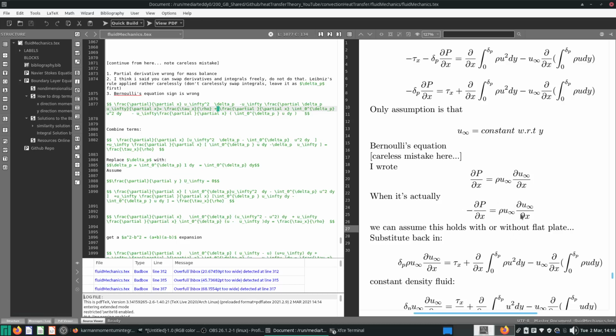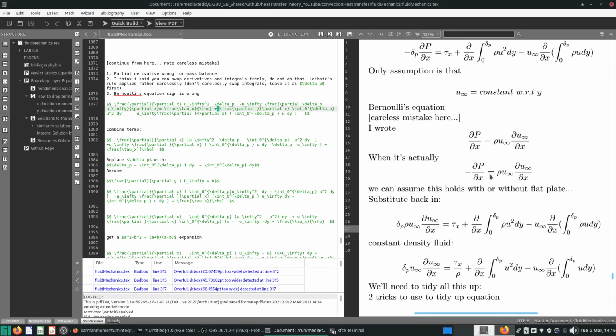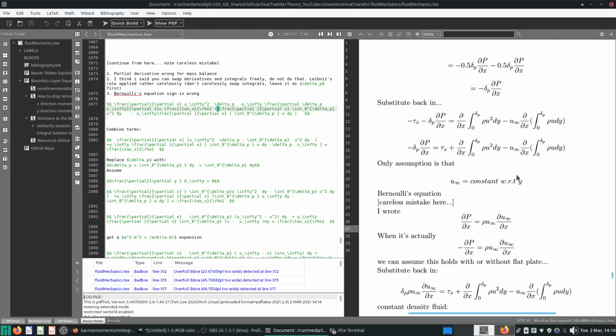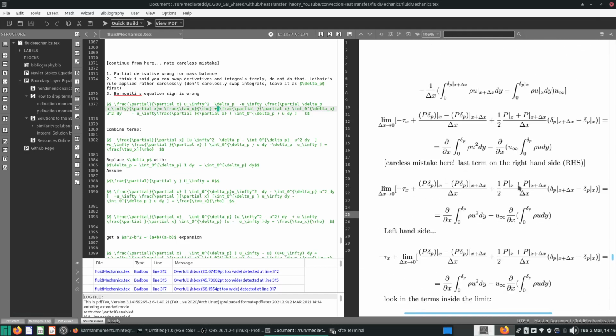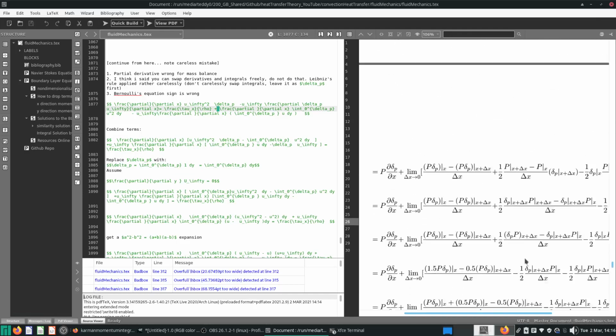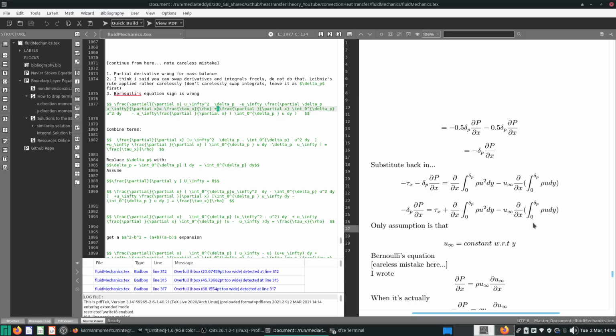So this is Bernoulli's equation, and this is how it's meant to be substituted. So there will be some changes to the derivations, okay? Of course, the u infinity here will be outside, so all of it is corrected, okay? I corrected all of these things, so it should be in the GitHub repository. Just take a look at the heat transfer theory repository under fluid mechanics. You should get it.